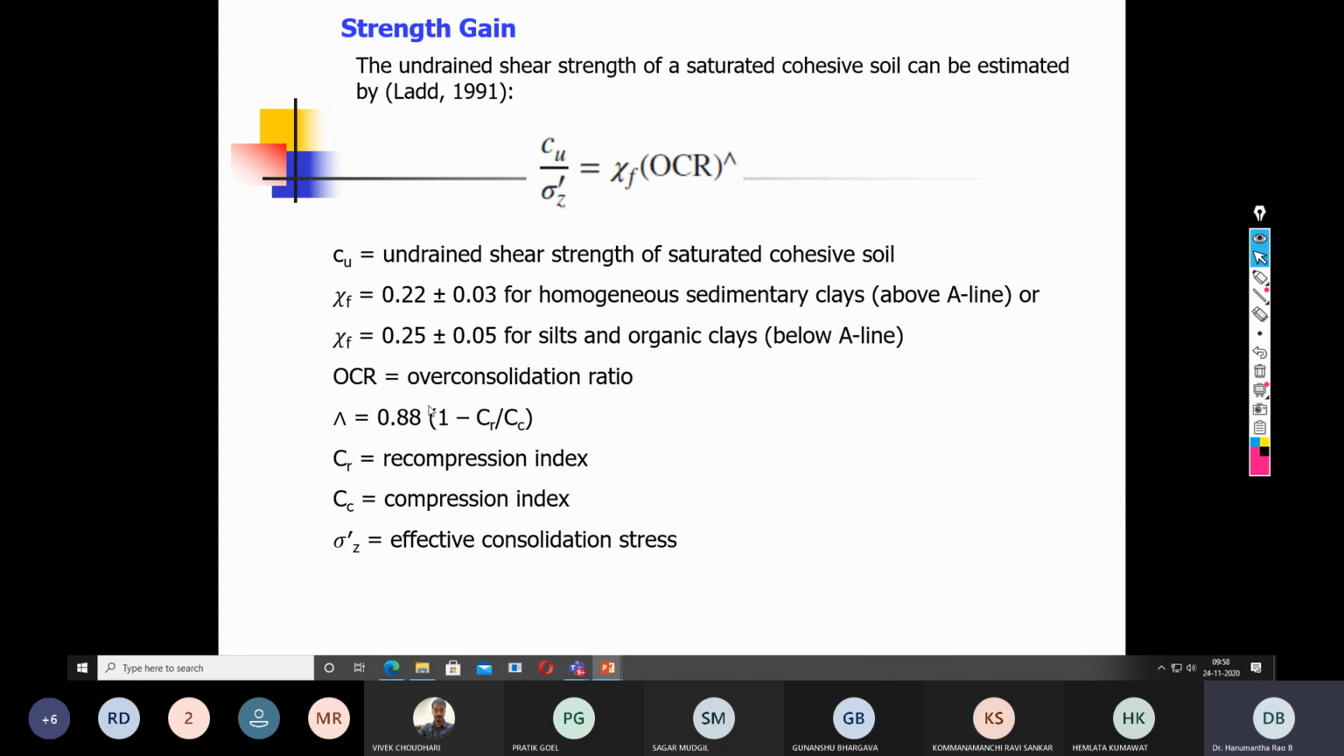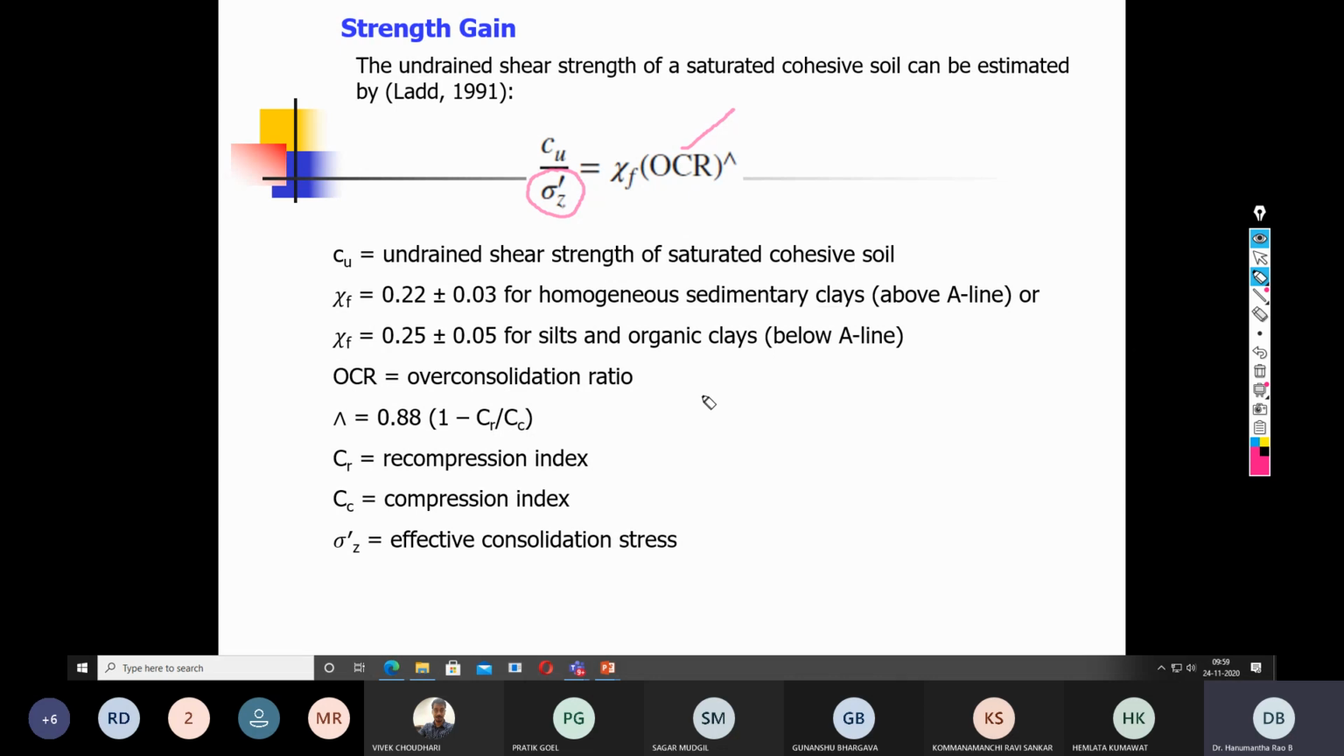So this is a cap. Another form of this equation is 0.88 into 1 minus CR by CC, where CR is the recompression index, CC is the compression index, and sigma naught sigma dash Z is the effective consolidation stress. So here we know how much surcharge load is applied, and OCR you need to calculate, the over consolidation ratio.